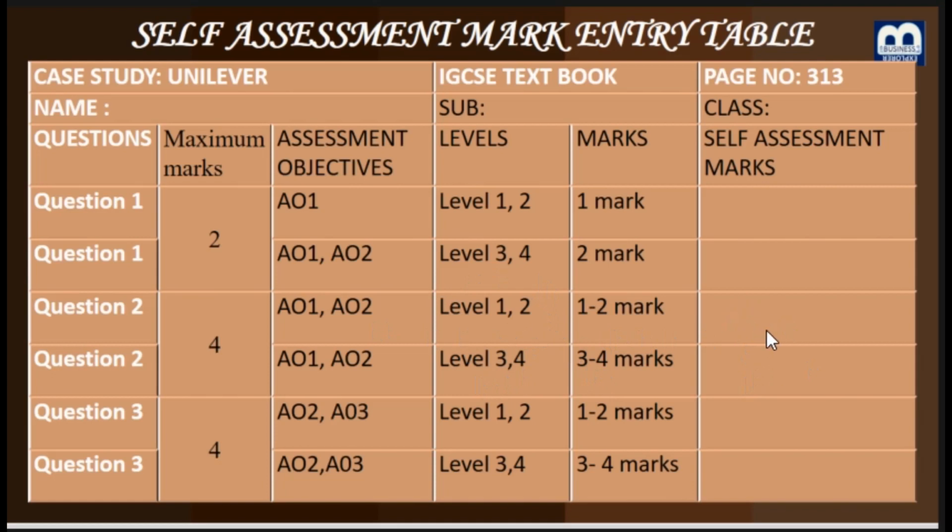If you are not falling under this category, then you will automatically fall under the second category, that is level 3 and 4. So you will be getting either 3 or 4 marks out of the maximum mark of 4. The same case applies to the third question as well. So this is how you do a self-assessment, and you'll be entering the marks over here.